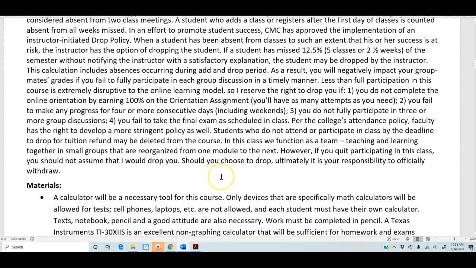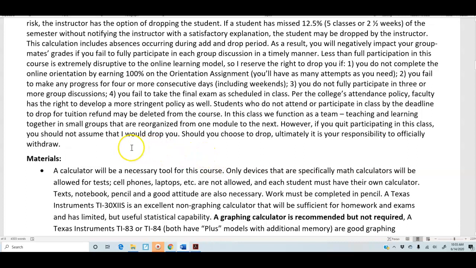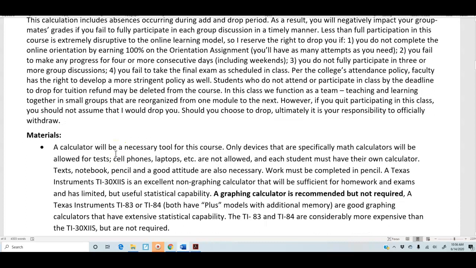Students who do not attend or participate in class by the deadline to drop for tuition refund may be deleted from the course. In this class, we function as a team, teaching and learning together in small groups that are reorganized from one module to the next. However, if you quit participating in this class, you should not assume that I will drop you. Should you choose to drop, ultimately it is your responsibility to officially withdraw.